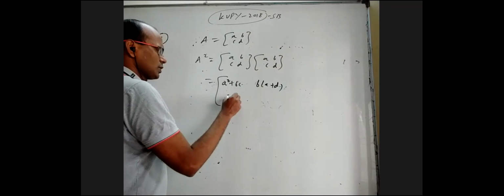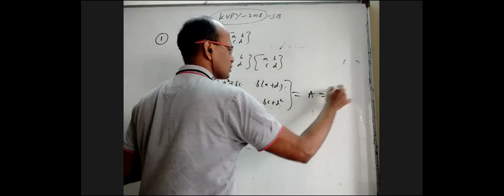Okay. So if we take A equal to [a, b; c, d], let us really find A square. What will come? [a, b; c, d] into [a, b; c, d], which is [a square plus bc, b times (a plus d); c times (a plus d), bc plus d square]. That should be A according to the question, which is [a, b; c, d].